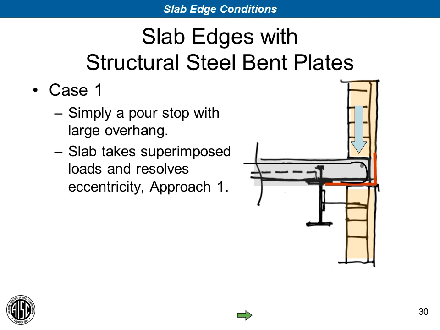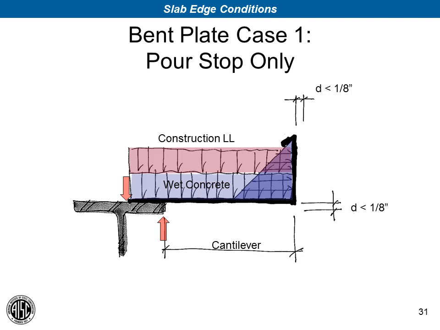So the slab itself would take all the superimposed loads and resolve the eccentricity as we talked about in approach number 1. So again, the process for designing the bent plate as just a pour stop is just as it is using the light gauge metal pour stop, using the same wet load of concrete, construction live loads, and understanding what the cantilever length is, and trying to control the deflection of the pour stop so we don't get excessive concrete in the edge of the slab.